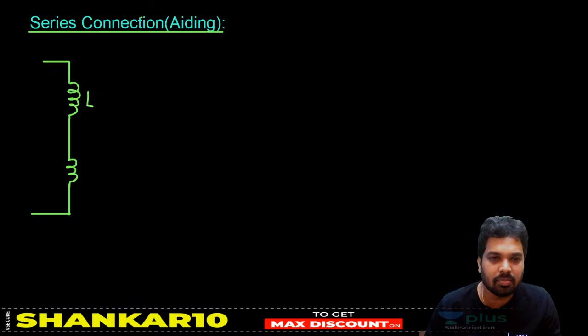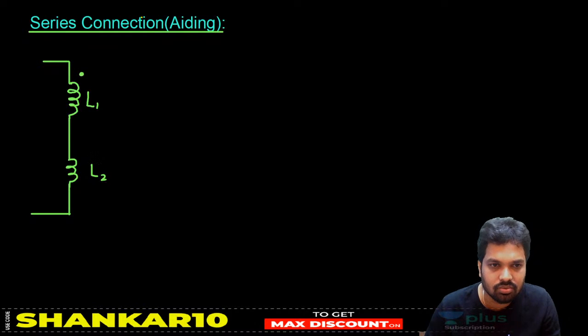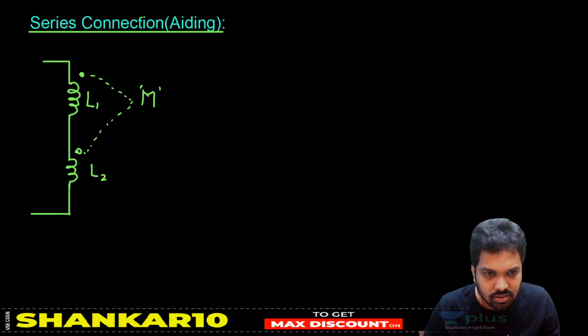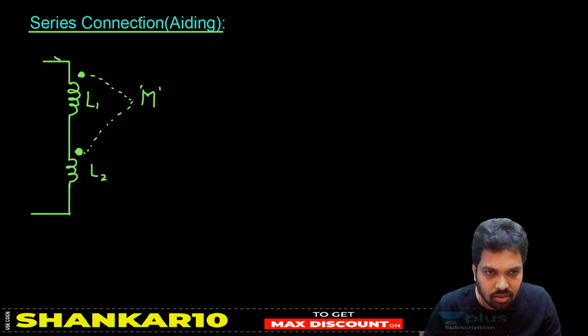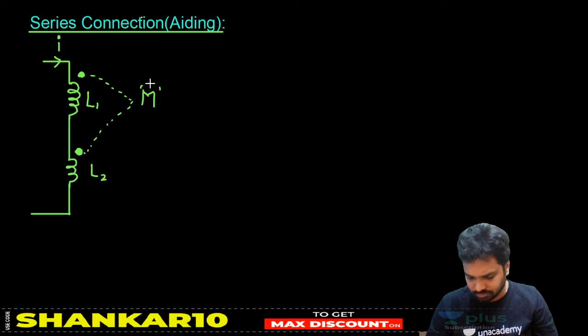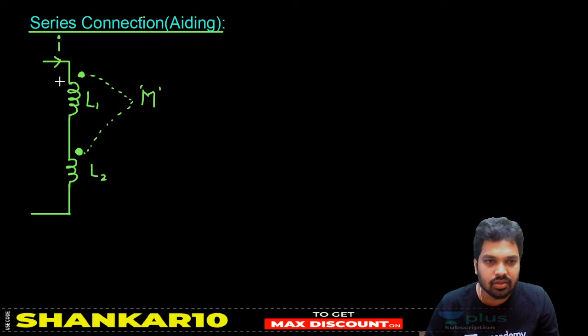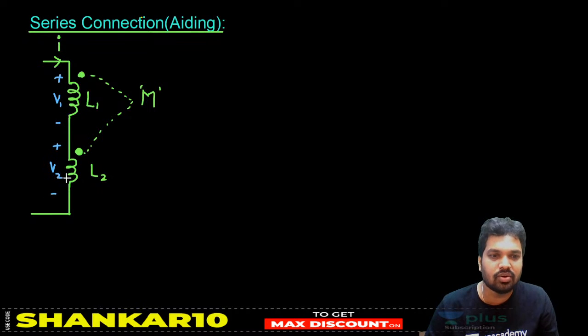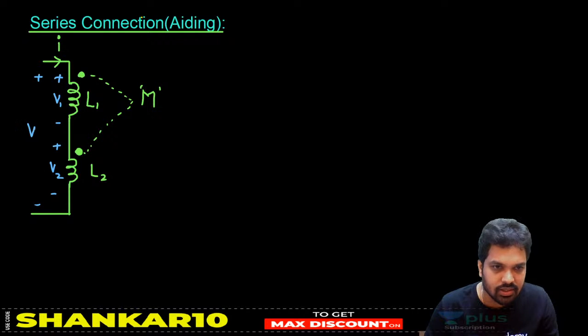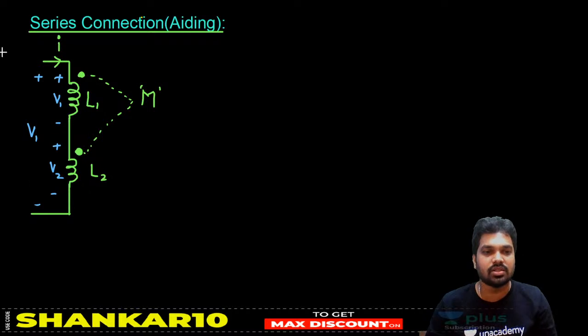Right? So let me take these coils as L1, L2. Then the mutual induced EMF, let's take it as M. So please see here. This is the current I. Here current is entering through the dot, entering through the dot. I can say 100% it is additive only. So let's take this voltage as V1, this voltage as V2, and this voltage is V. Please listen here carefully.